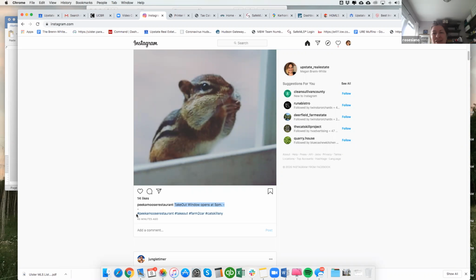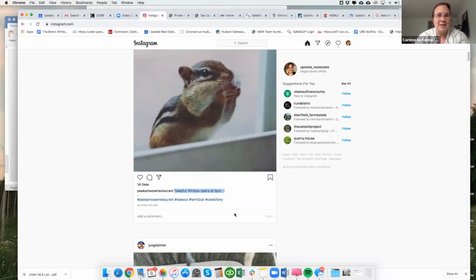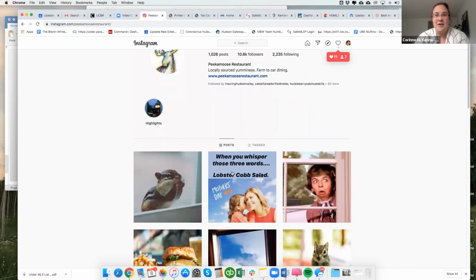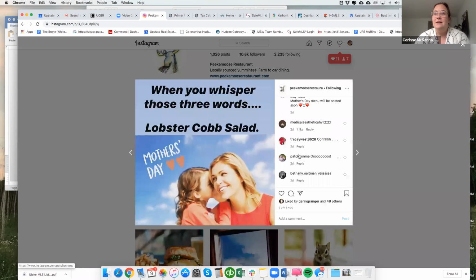I love it, right, and here's, yeah, I'm a little squirrel. But just try and even look at it without the image almost at first, you know what I mean? And then hashtag Pika Moose Restaurant, hashtag takeout, hashtag farm to car, hashtag Catskills. So Pika Moose, I think, has some great captions. This is not one of them. This is just very practical, right?